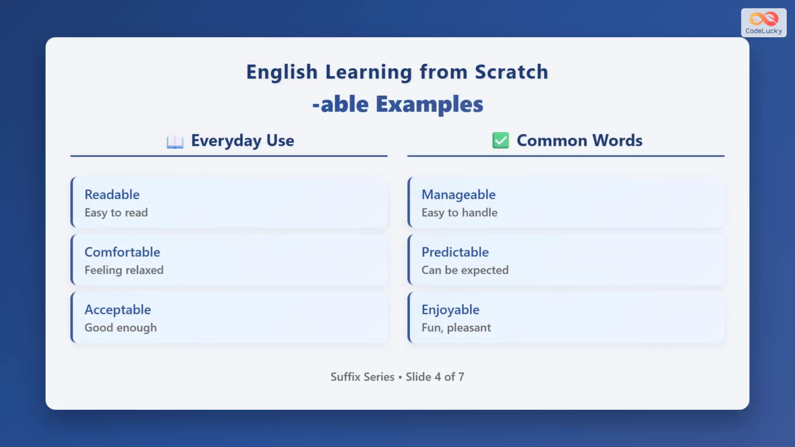Here are common able words. Readable means easy to read. Comfortable means feeling relaxed. Acceptable means good enough. Manageable means easy to handle. Predictable means can be expected. Enjoyable means fun and pleasant. Notice how these base words exist alone before adding able.